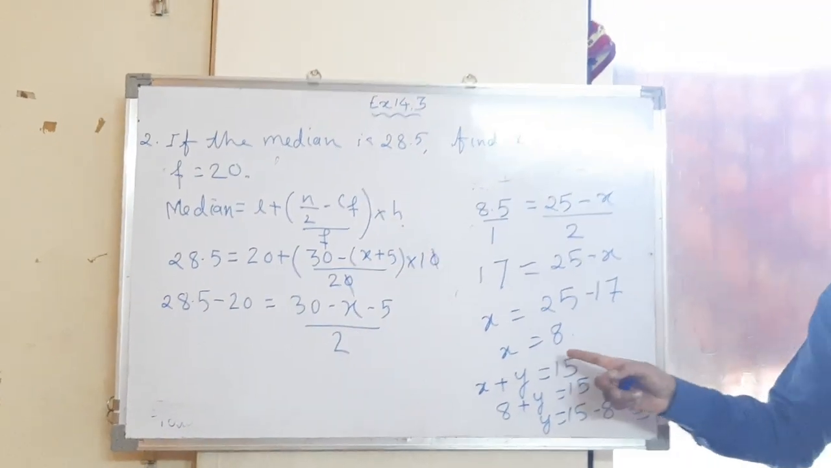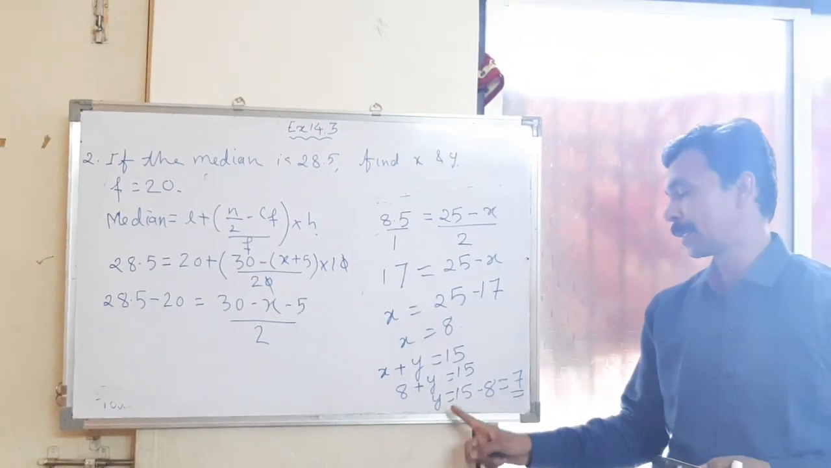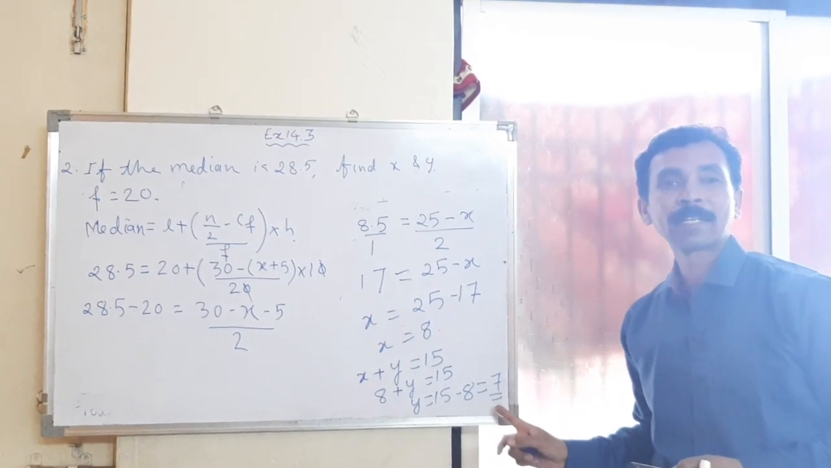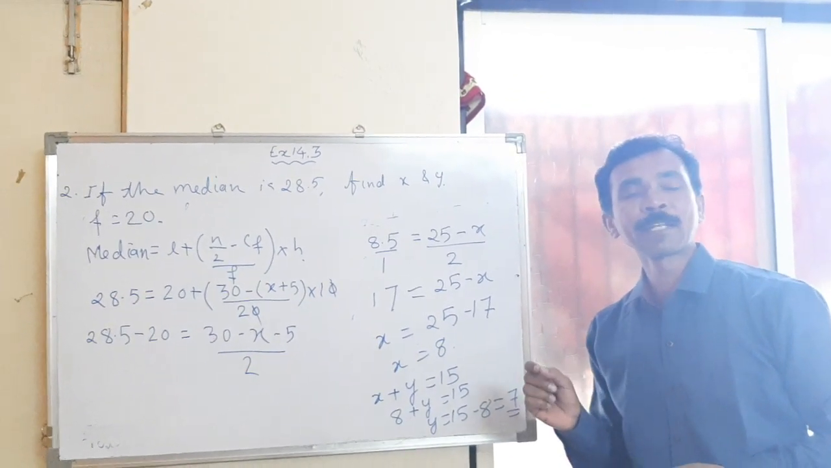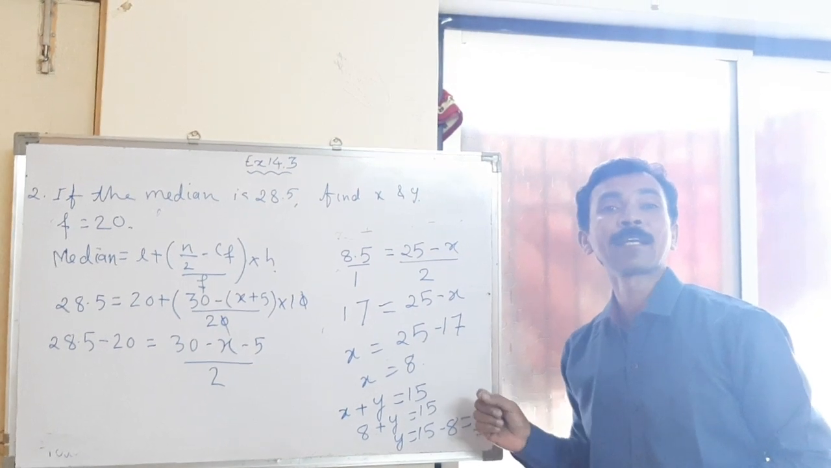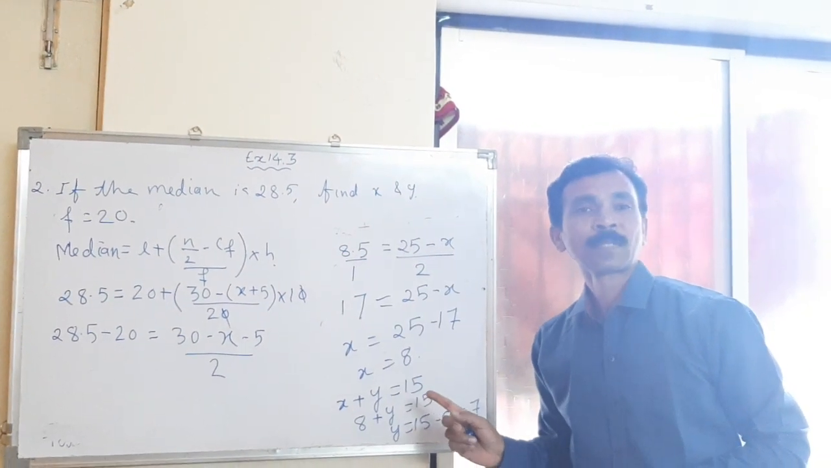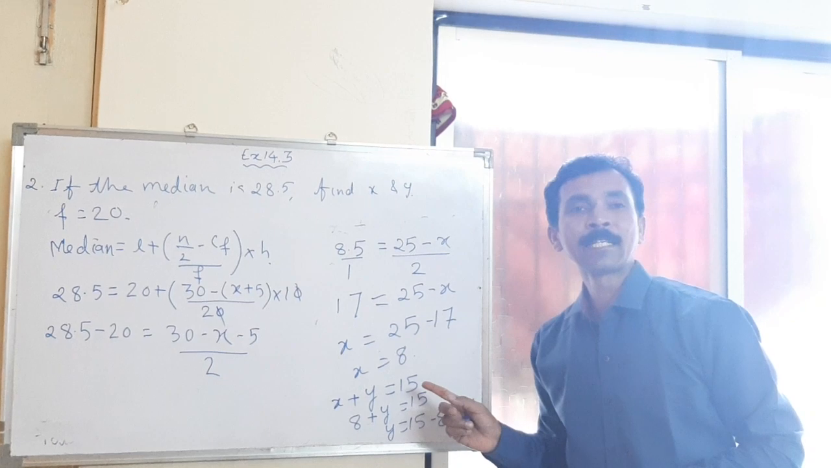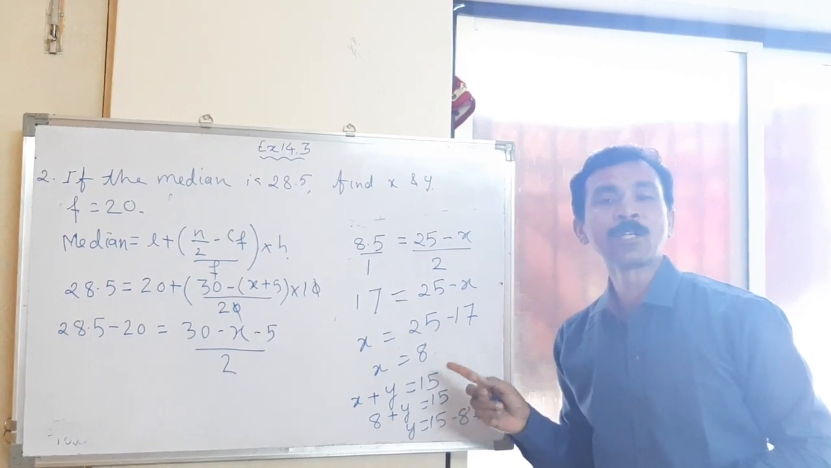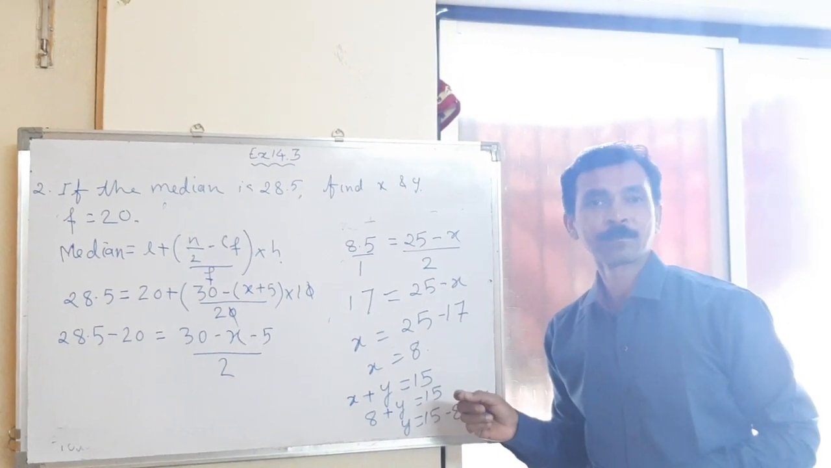So the missing frequencies are x is equal to 8 and y is equal to 7. So when the median is given to you and they ask you to find the values of x and y, this is the procedure. Again I repeat, okay? See the whole sum again, then you will understand it very well. Is it clear?